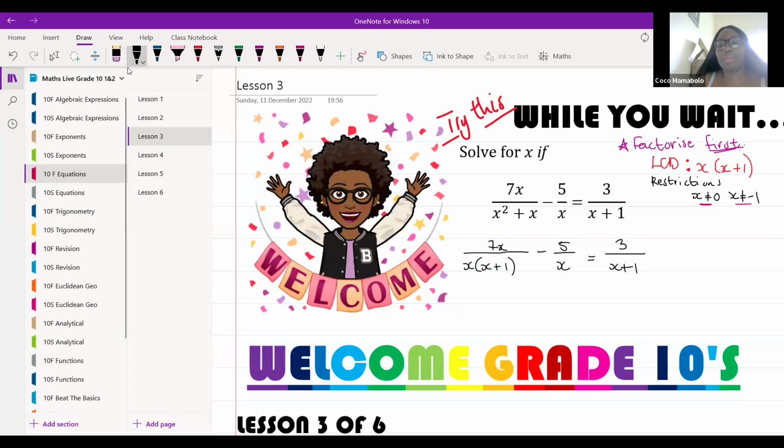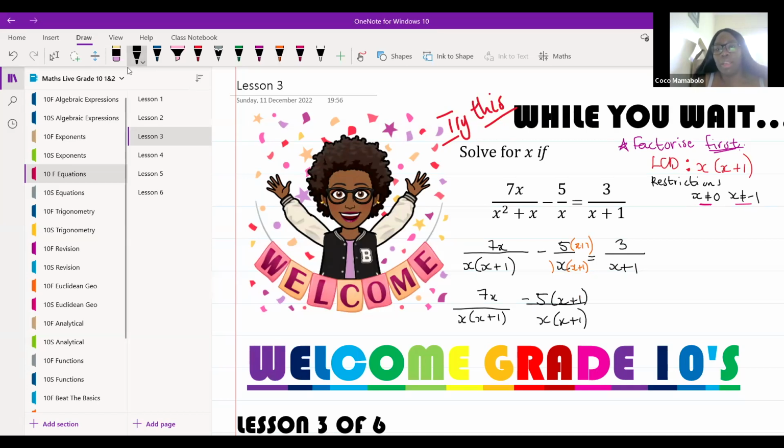All right, then what I can do is I can see what each of my denominators is missing. I know that this part of my denominator isn't missing anything. So I can just write 7x over x times x plus 1 minus, now over here, I'm missing an x plus 1. So I need to multiply by x plus 1 here. And what I do to the bottom, I'm going to do to the top. So what I actually have on the top is -5 multiplied by x plus 1 all over x multiplied by x plus 1.